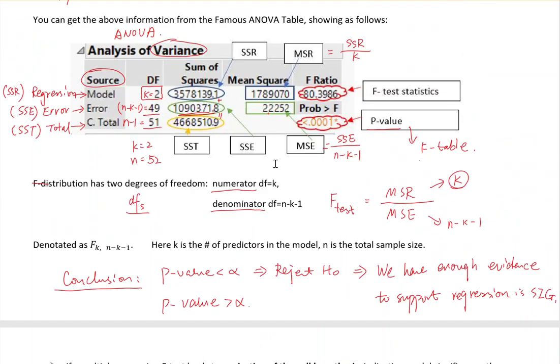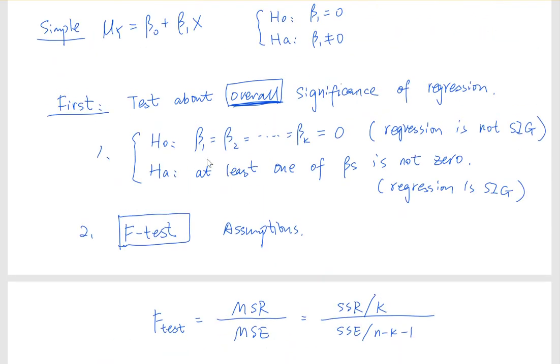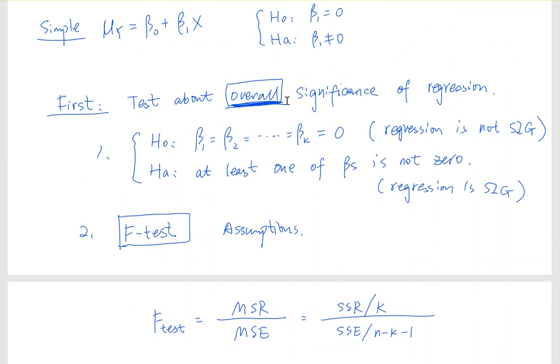Alright, so we have already finished the overall significance of the regression. This is the hypothesis test for the overall significance of the regression. In the next video, we will talk about another hypothesis test that follows this one. All right, so see you in the next video.